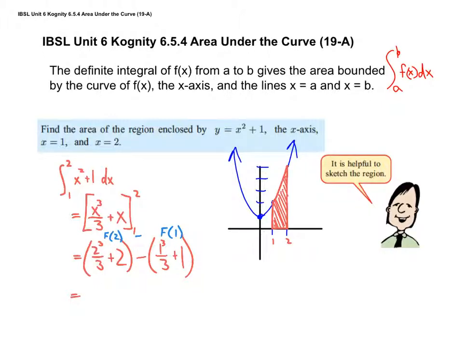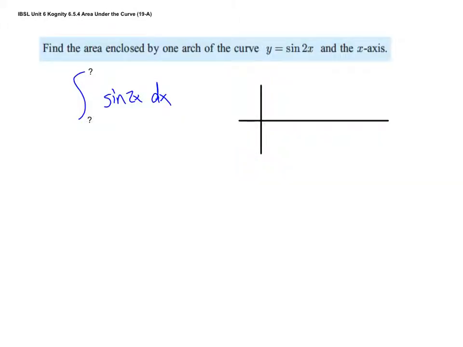So, we now have 8/3, which is 2 2/3, plus another 2, that's 4 2/3, minus 1 1/3. So we get 3 1/3 as our total, as the area of the region. Okay? It's not too bad, right? Okay? It's going to get worse. It's going to get worse. It's not that bad, okay?